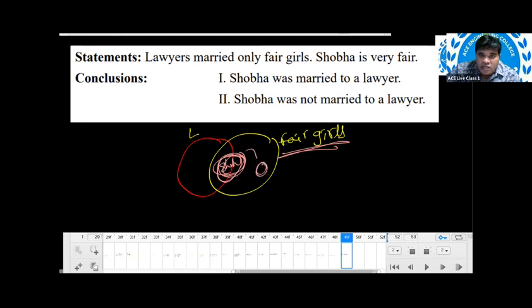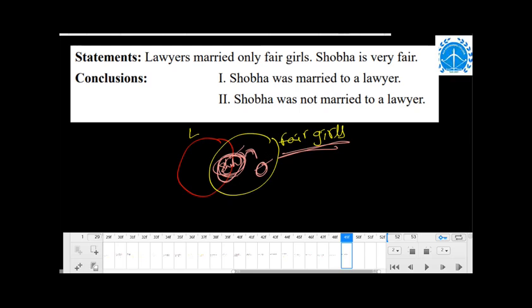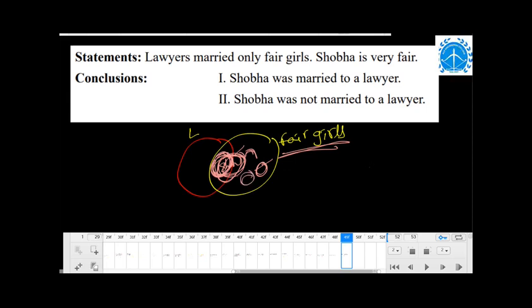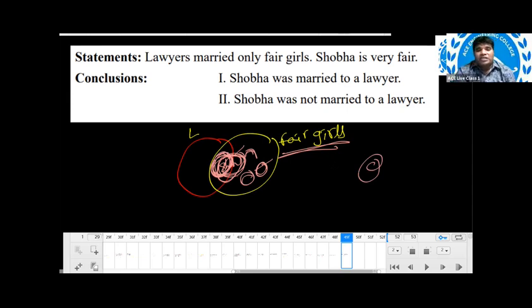So either only 2 cases only, either this side or this side. Is it okay, Giriza? Are you getting now? Yes sir. Okay. Shobha was married a liar means Shobha is, where is the Shobha? Here. Inside. Shobha was not married a liar means Shobha is here. Yes sir. Okay. This is also option C. Option C example.